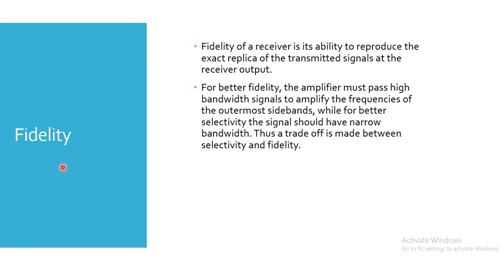Next parameter is the fidelity. Fidelity of a receiver is its ability to reproduce the exact replica of the transmitted signal at the receiver output. For better fidelity, the amplifier must pass a high bandwidth signal to amplify the frequency of the outermost sideband, while for better selectivity, the signal should have narrow bandwidth. Thus, a trade-off is made between selectivity and fidelity.